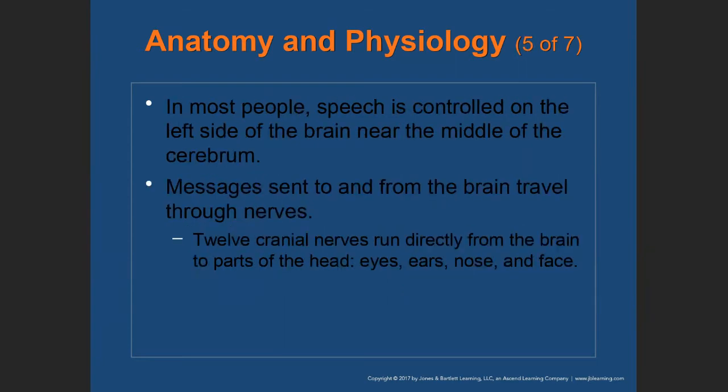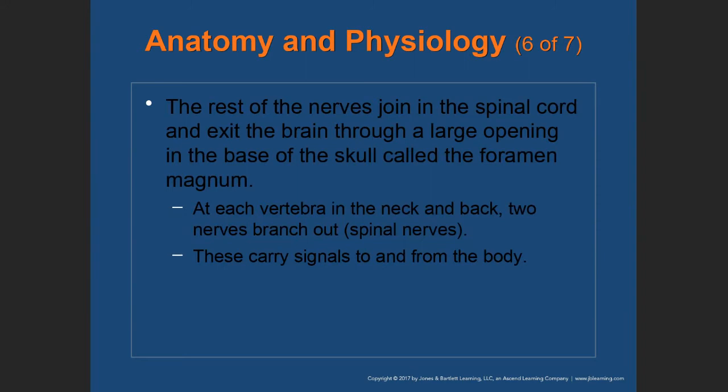In most people, speech is controlled on the left side of the brain. The left side of the brain controls how we interpret and understand speech. The right side controls how the speech comes out. Messages sent to and from the brain travel through nerves. 12 cranial nerves run directly from the brain to parts of the head: eyes, ears, nose, and face. The rest of the nerves join in the spinal cord and exit the brain through a large opening in the base of the skull called the foramen magnum. At each vertebra in the neck and back, 2 nerves branch out, the spinal nerves. These carry signals to and from the body.